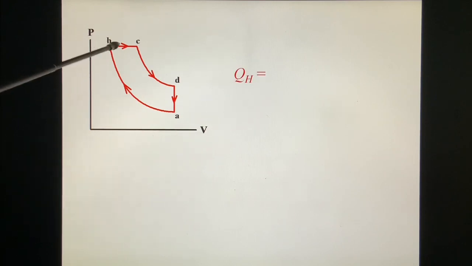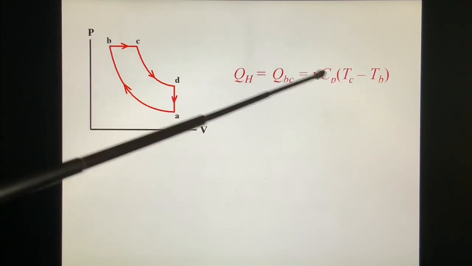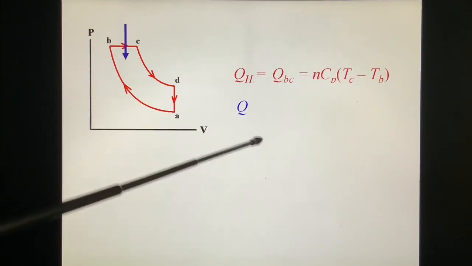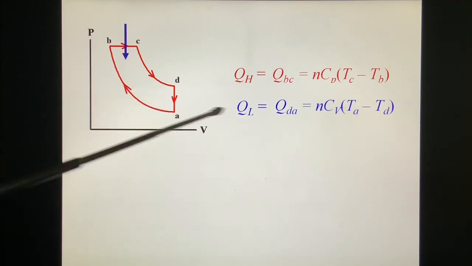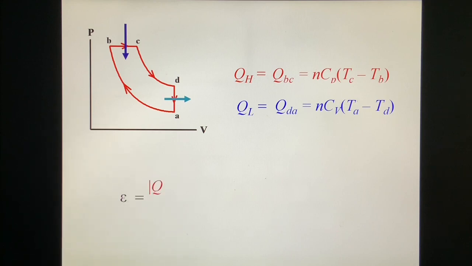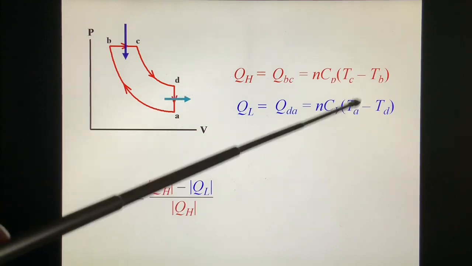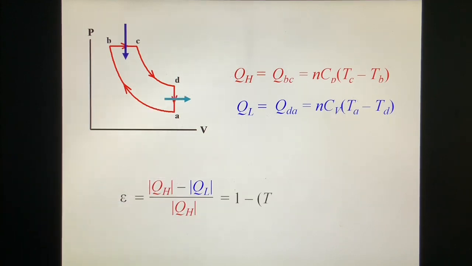Okay, we write this. Q high is from QBC, N CP (TC minus TB). Q low is from here, equal to N CV (TA minus TD). That's what we have first. Then from here you get the efficiency, equal to 1 minus Q low over Q high. We put these inside, and we get the answer.